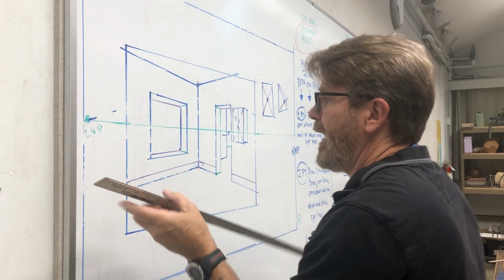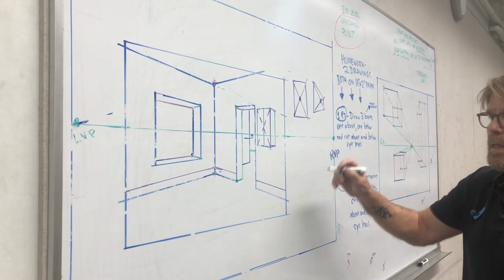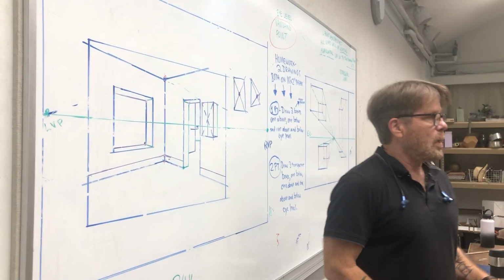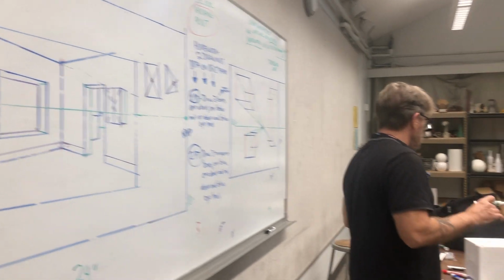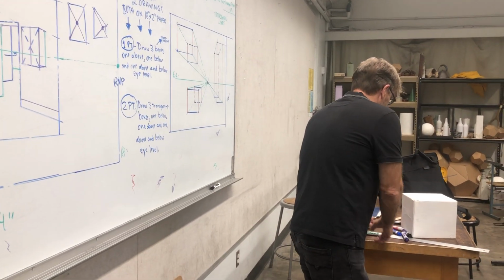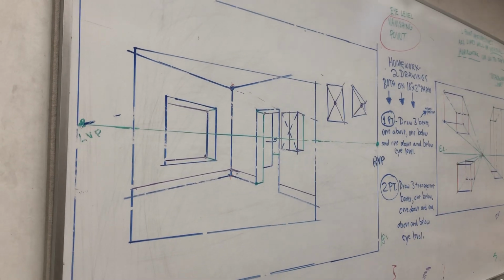I'm getting my eye level back there. Because I'm going to draw a 1-point perspective box on the floor here in my 2-point perspective room. So that's the equivalent of these.